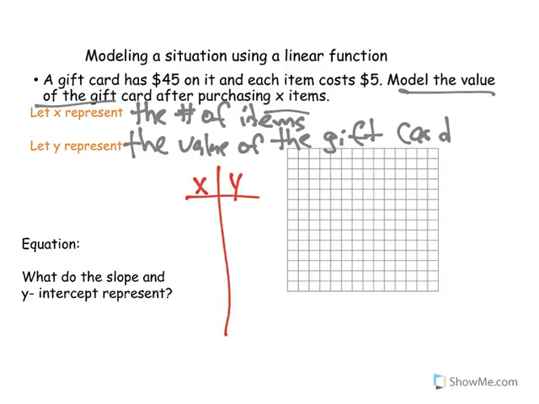So I'm going to say, well, I always start with 0. So what's 0? Well, that means I bought no items. So if my gift card has $45 on it and I didn't buy anything, it's still got $45 on it. What happens if I buy an item?